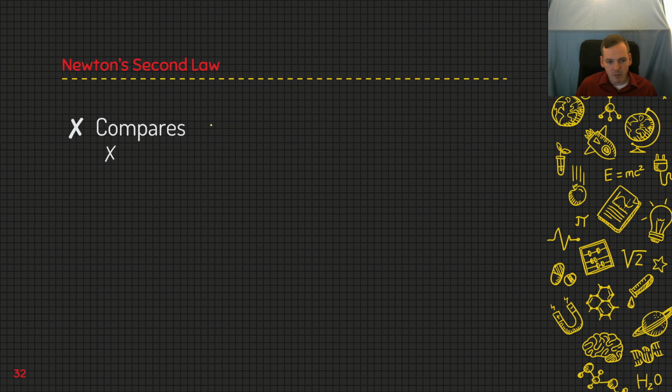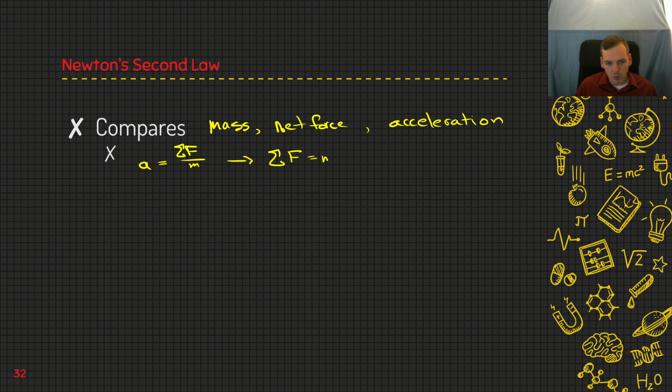So it does this by comparing the mass, the net force, and the acceleration. So we compare these three values and we get a relationship. And we get that the acceleration is equal to the net force divided by the mass, which is much more often presented as net force equals mass times acceleration. But I like introducing it like this because this shows a bit more logically what's going on.